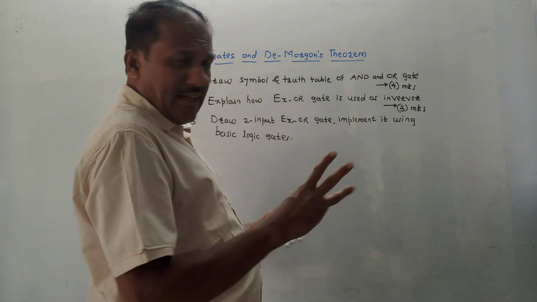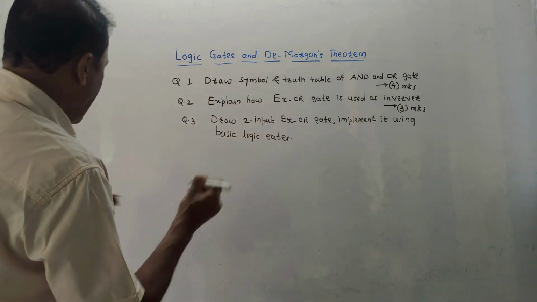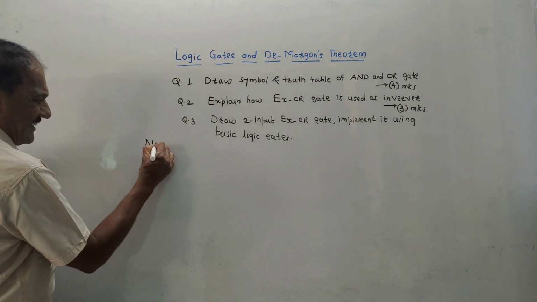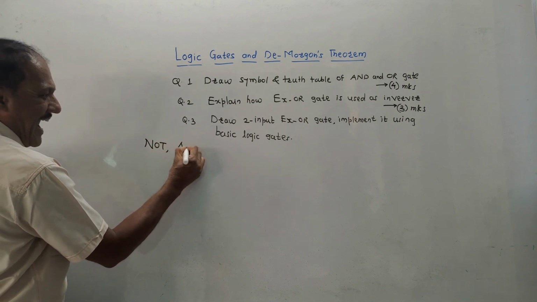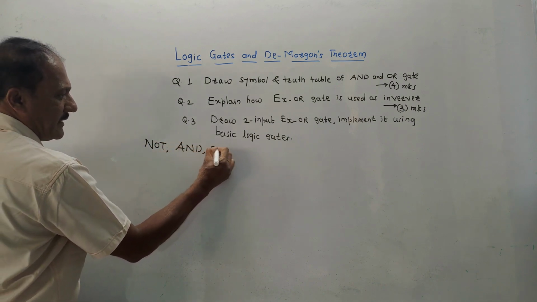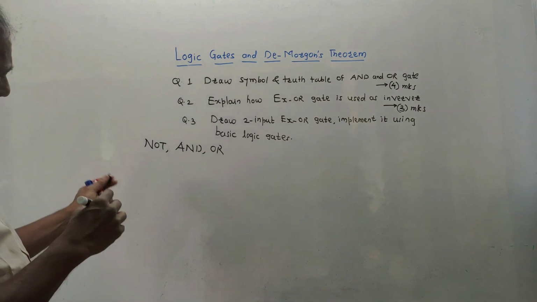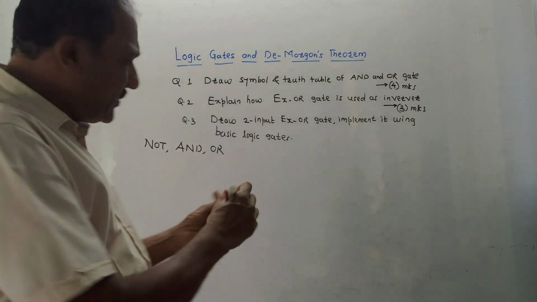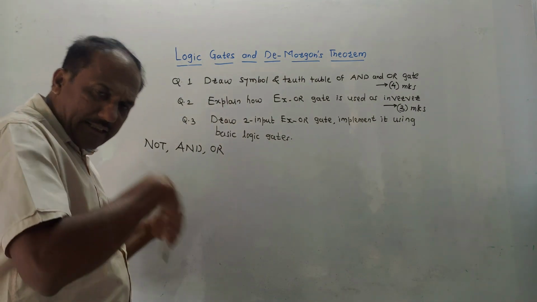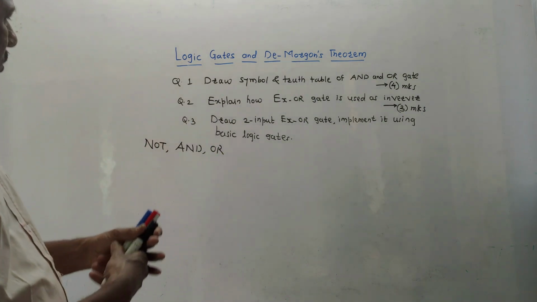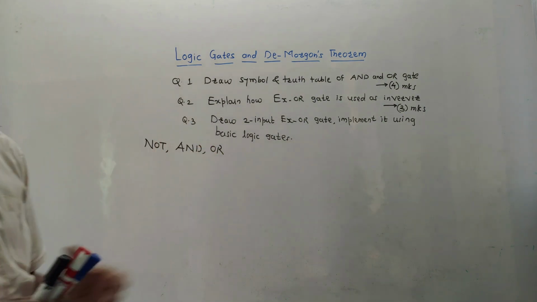So there are three basic logic gates. One is known as NOT gate, second is AND gate, and third is OR gate. These are the basic logic gates. Using these basic logic gates, another gates can be implemented. So let us discuss each gate in detail.